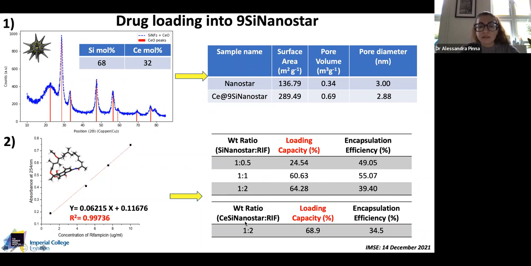When we encapsulate both cerium and rifampicin, we still have around 68, closer to 70% loading capacity. I didn't report the encapsulation efficiency number, but in terms of milligrams, when we use cerium and rifampicin together, we encapsulate around 130 milligrams of rifampicin. On the other hand, when we have only rifampicin in a 1-to-1 ratio, we encapsulate 16 milligrams.